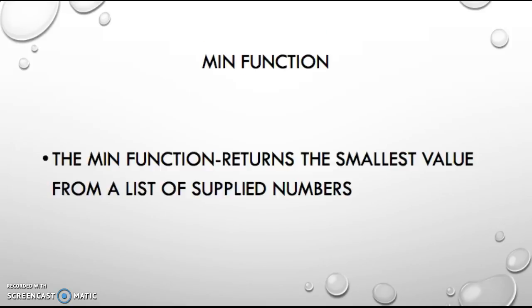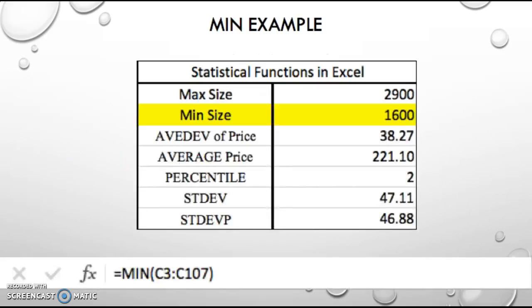The min function, or minimum function. The min function returns the smallest value from a list of supplied numbers. Using the same data from the real estate data, I was able to determine the minimum size of the houses provided within that Excel workbook. The minimum size provided was a 1,600 square foot house.